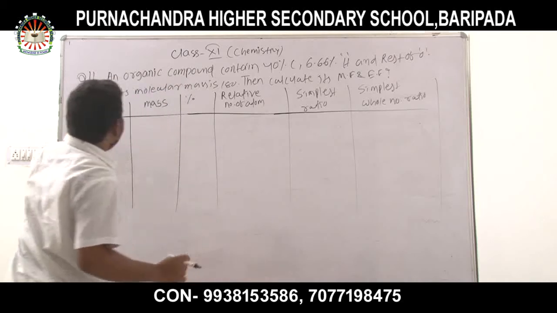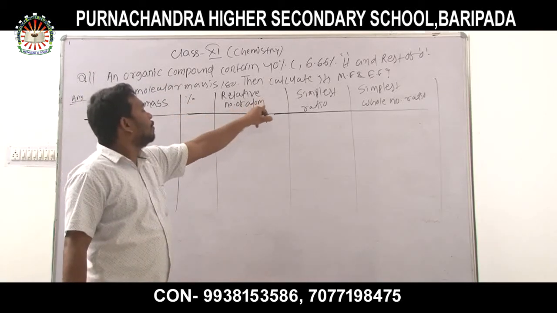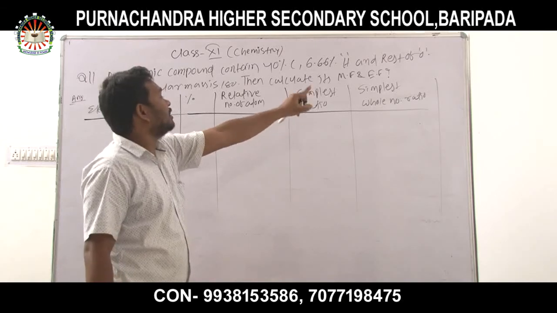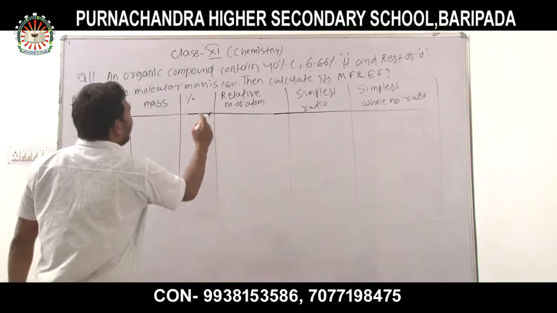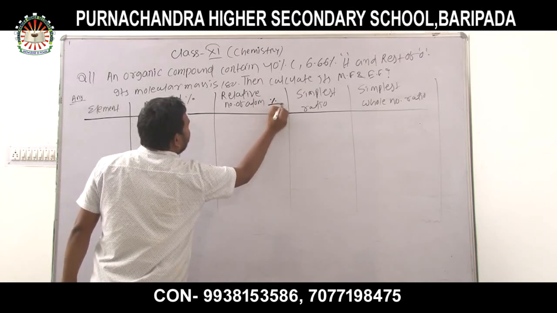First one is element, then mass, then percentage composition, then relative number of atoms, then simplest ratio and simplest whole number ratio. Here, relative number of atoms can be calculated from percentage by mass.